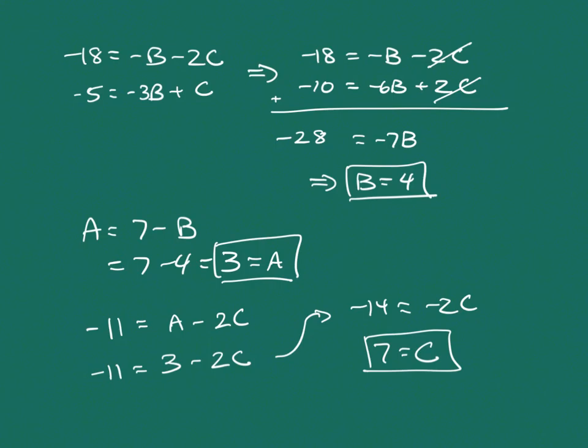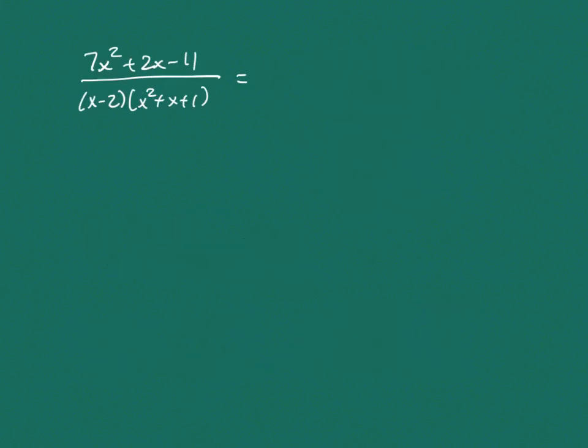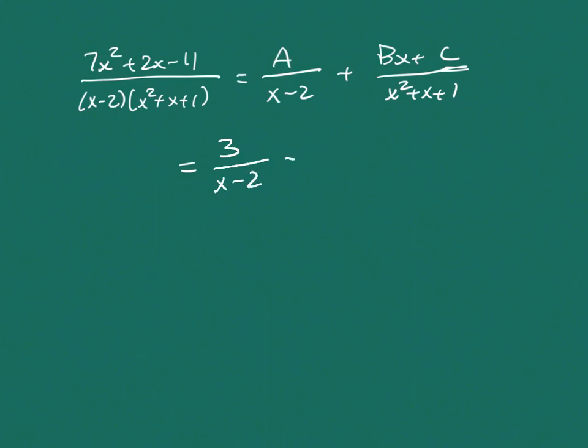And so now I know what my partial fraction decomposition is. I can rewrite that. So I knew that my 7x squared plus 2x minus 11 was going to be a over x minus 2, and then bx plus c over x squared plus x plus 1. And so knowing what a, b, and c are, I actually have that a is going to be 3, b is going to be 4, and c is going to be 7.